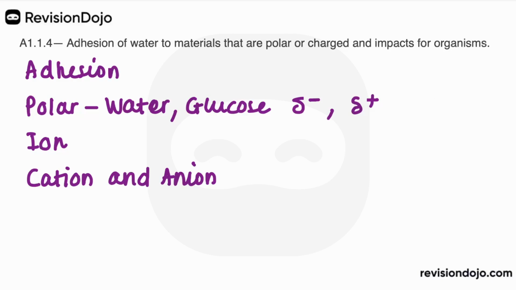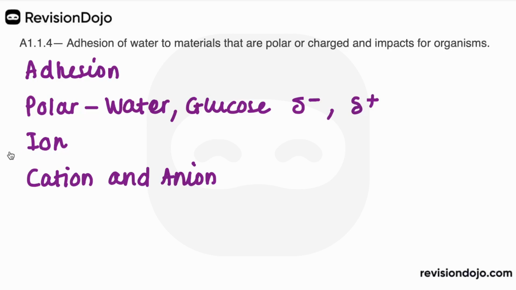Now, let's look at what an ion is. An ion is essentially when electrons either leave an atom or join an atom. With an ion, we're not going to have this partially negative or partially positive charge. We're going to have a completely negative or a completely positive charge. Which brings us on to our next point, which is cations and anions.